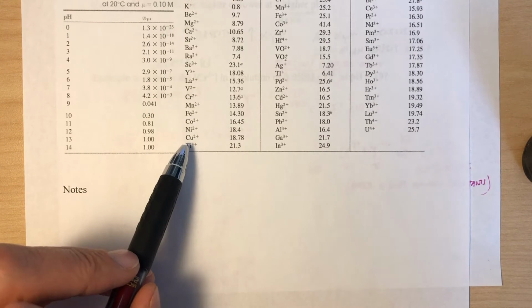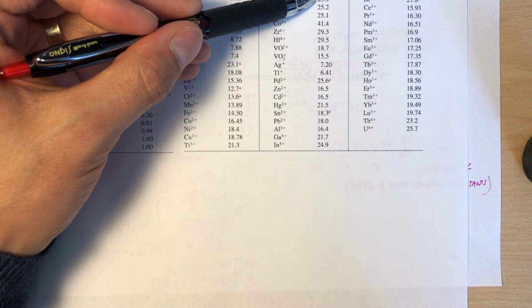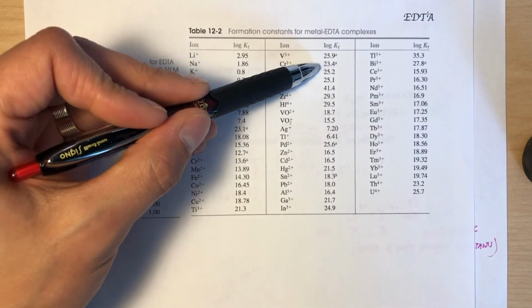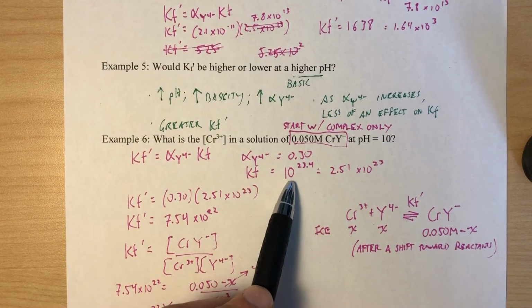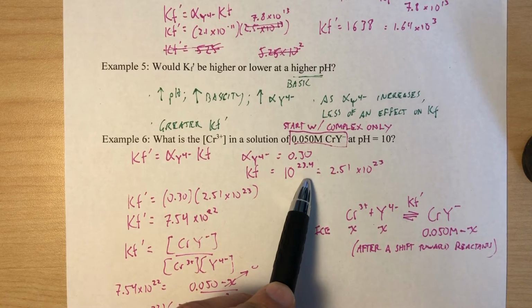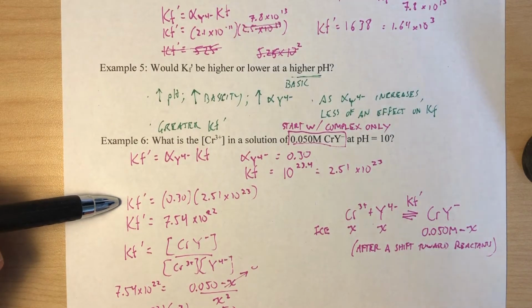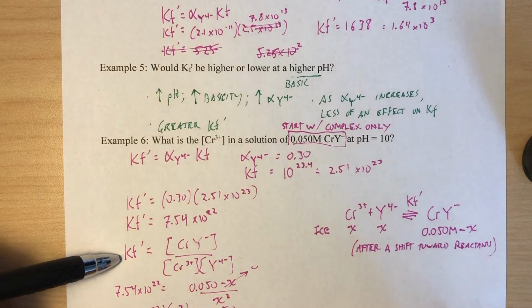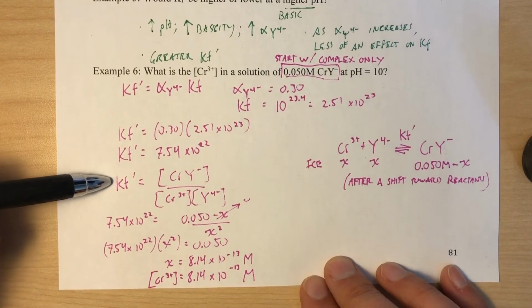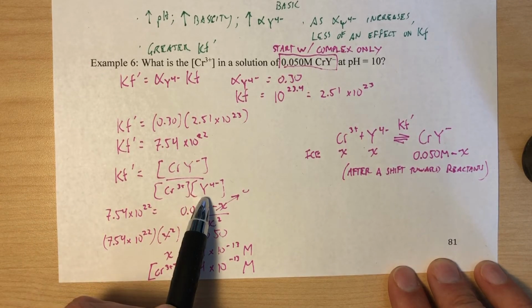Chromium 3+ is found here in table 12.2, and that's equal to a log of Kf that's equal to 23.4, shown here. So our Kf is going to be equal to 10 raised to that value, 23.4, which is 2.51 times 10 to the 23rd. So now we can solve for Kf prime, which is going to be equal to 0.30 times 2.51 times 10 to the 23rd, which is 7.54 times 10 to the 22nd. That will be equal to our products over reactants: the chromium EDTA complex divided by the chromium ion concentration times the EDTA concentration.